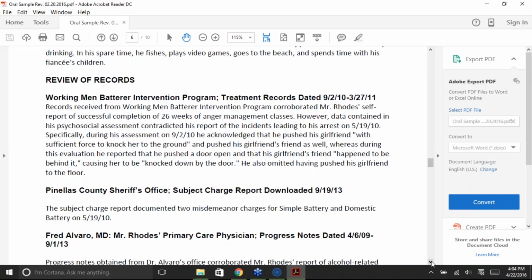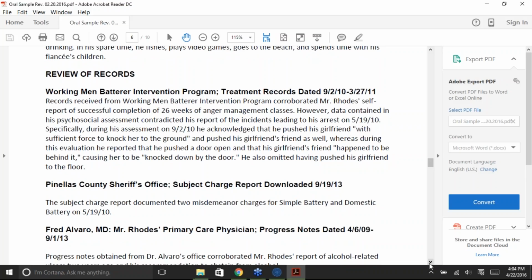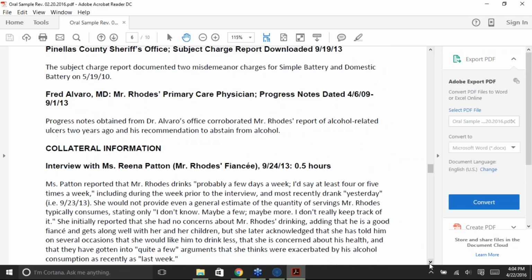So this guy's past treatment for his previous arrest involving his ex-girlfriend to me was relevant, especially because there were contradictions between this record and his statements in the clinical interview. Also, from his primary care physician's records, I found a reference to alcohol-related ulcers and a recommendation that he abstain from alcohol. That's really relevant in this case because this guy continued to drink despite the ulcers and the advisement of his primary care physician to stop drinking.